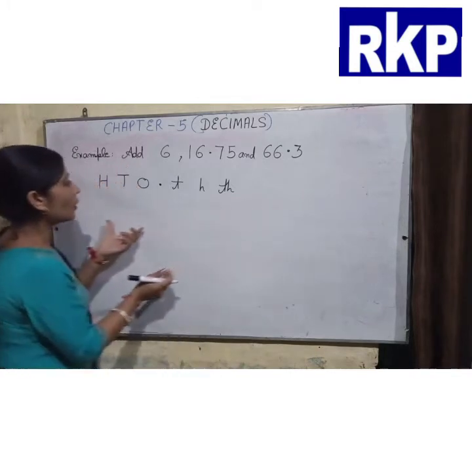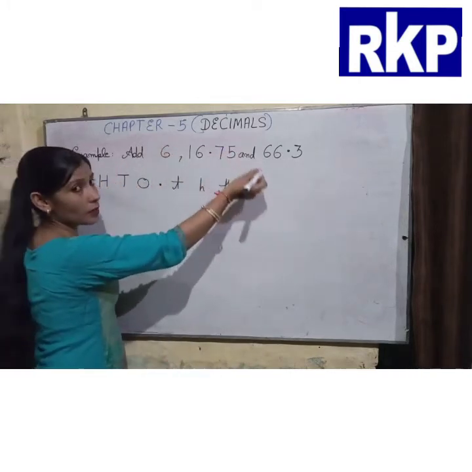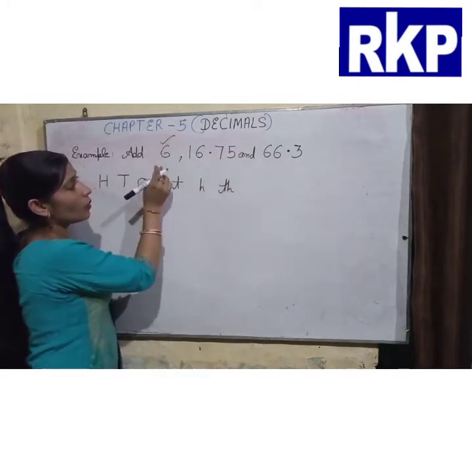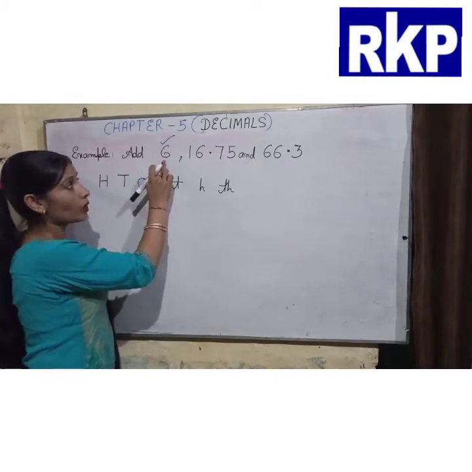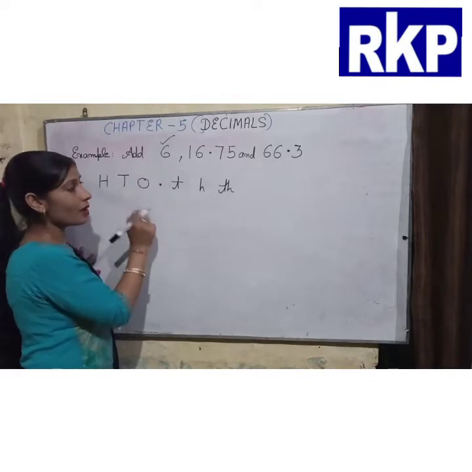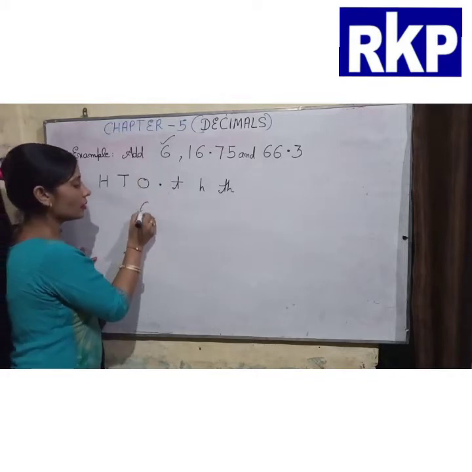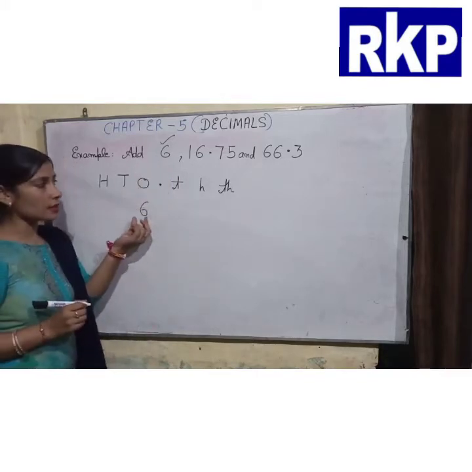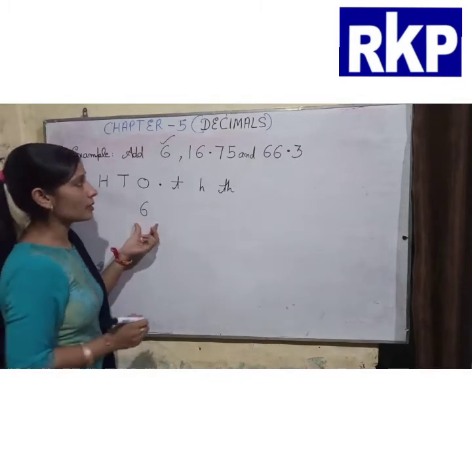Okay, now let us arrange these numbers in a column. Here we have only 6, so where will 6 come? 6 is in the ones place. Here we have to write 6. 6 will come in the ones place.